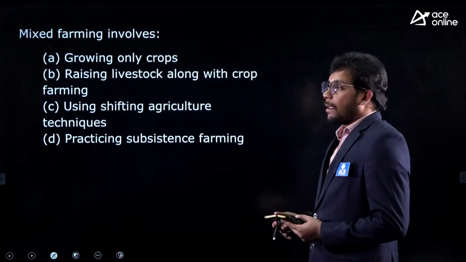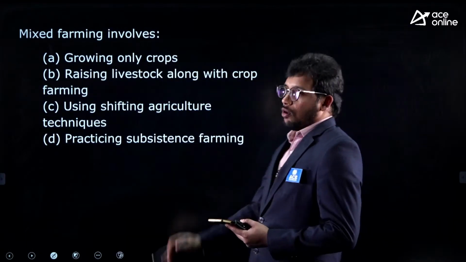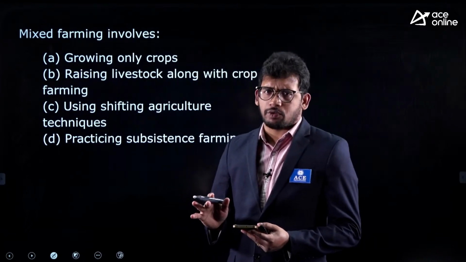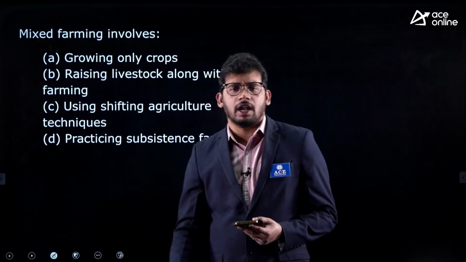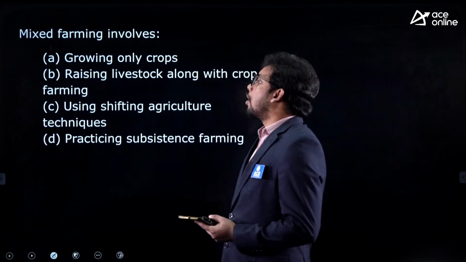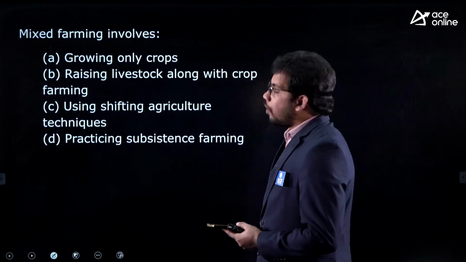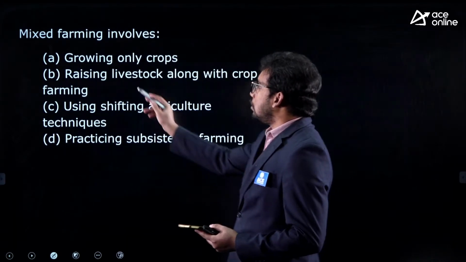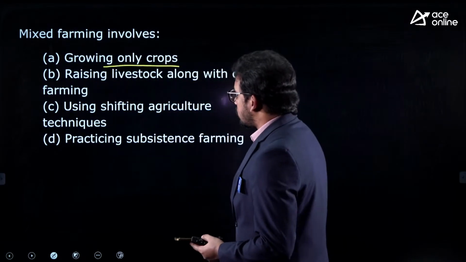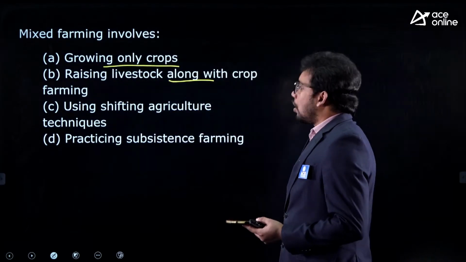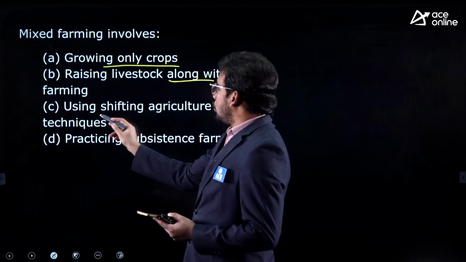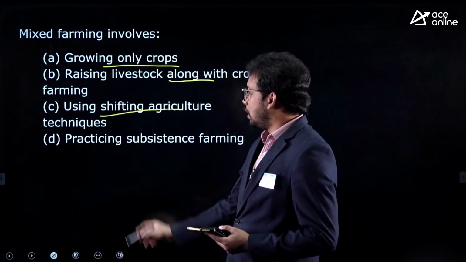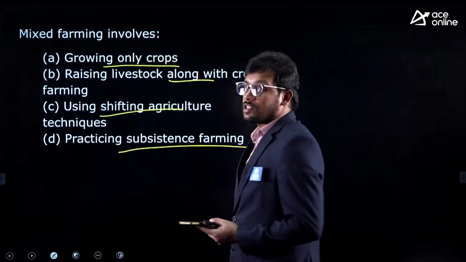Next, we are taking the agriculture based questions, because we did not cover them in the last session. Mixed farming involves, what basically they are asking is the definition of mixed farming: growing only crops, raising livestock along with crop farming, using shifting agriculture techniques, or practicing subsistence farming.